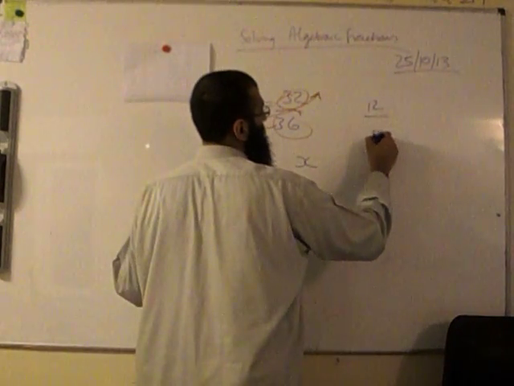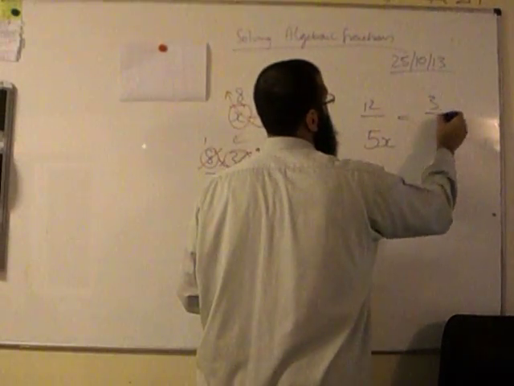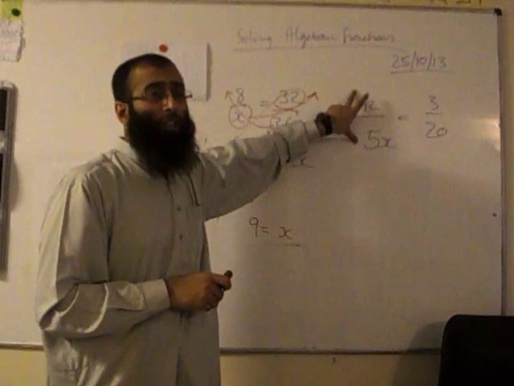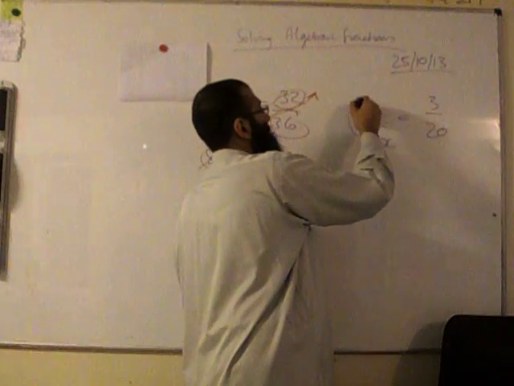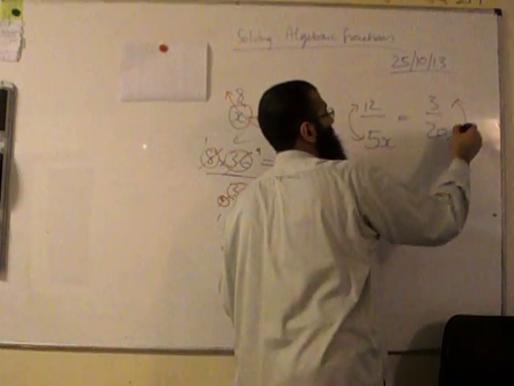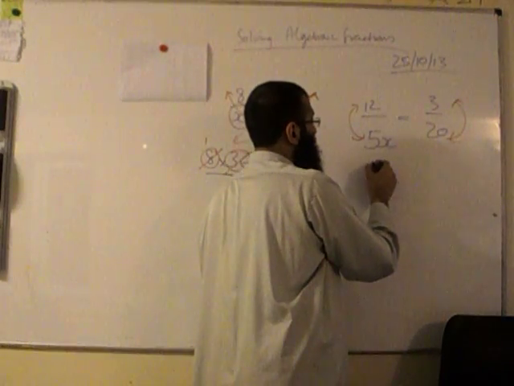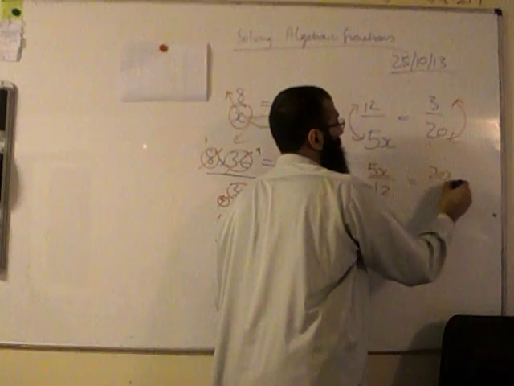12 over 5x equals 3 over 20. Okay, now remember this question here, we have a fraction and another fraction. What we're going to do, we're going to turn both fractions upside down. That's a different technique of doing it. So we now get 5x over 12 is equal to 20 over 3.